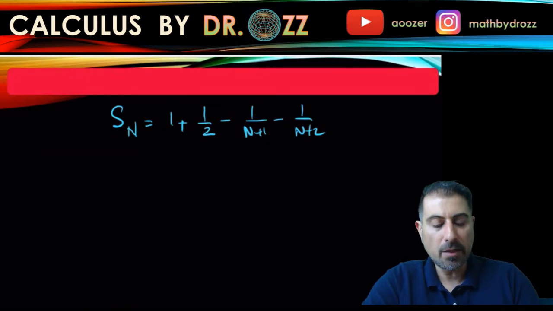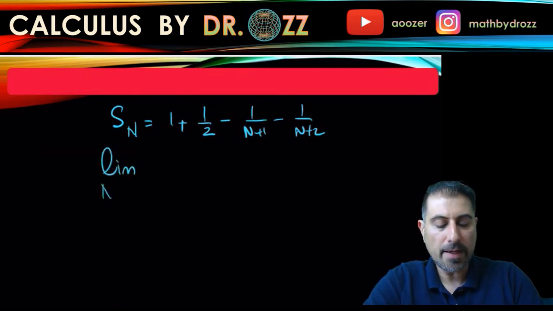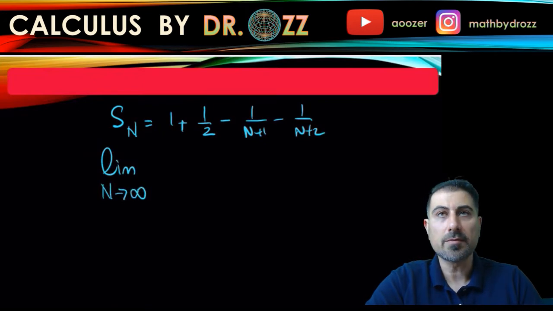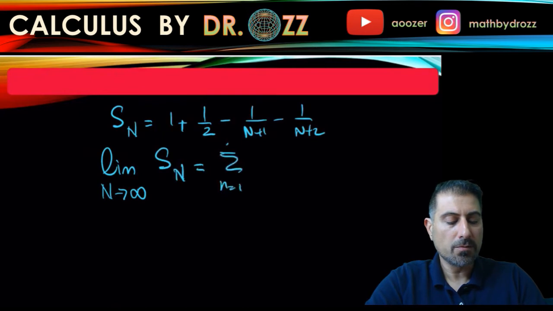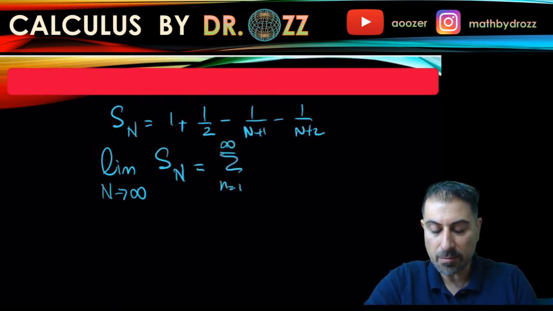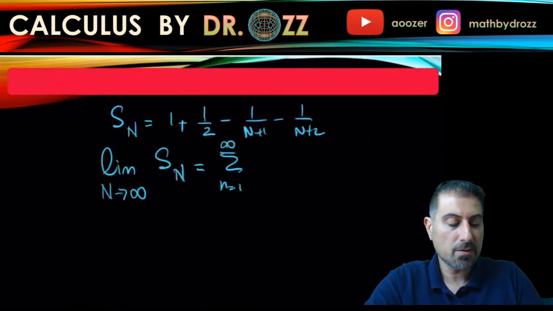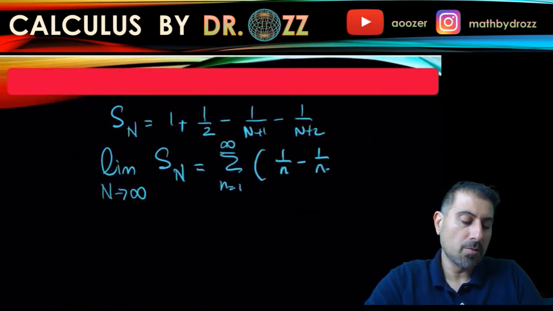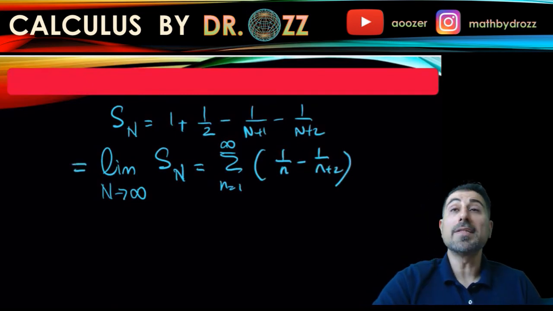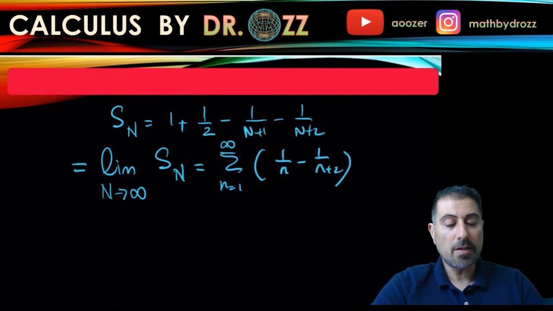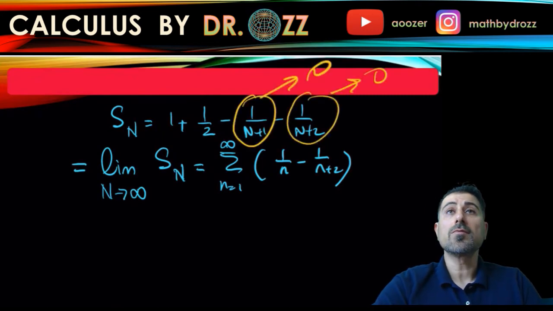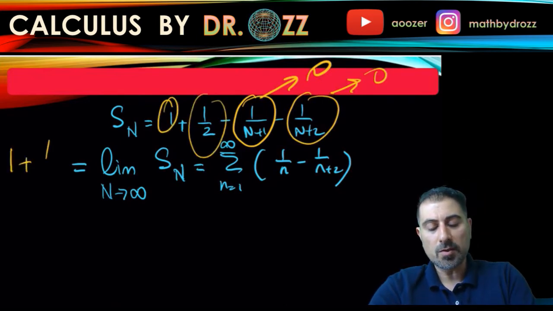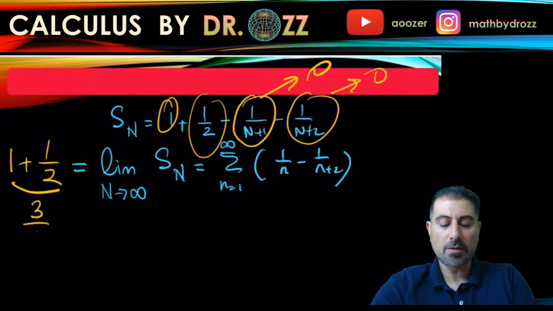All right, so we know that the limit of the partial sum as capital N approaches infinity is equal to the value of the infinite sum. So let's see what this limit is. As n approaches infinity, this term and this term will approach 0, and only these two terms are going to survive. So the limit value is going to be 1 plus 1/2, which is in fact 3/2.